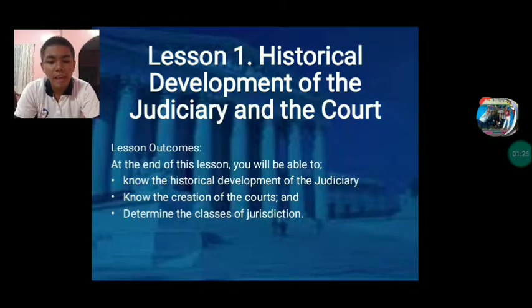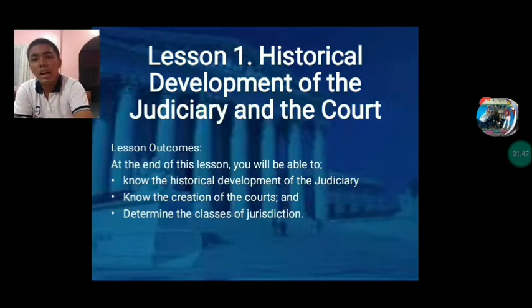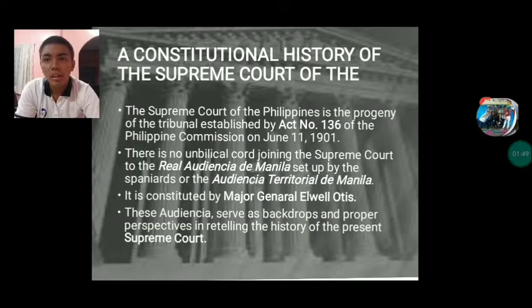So, may I ask you a question. What are the different levels of the court? The different levels of the court are the Supreme Court, the High Court, and the District Court. So let's proceed to the constitutional history of the Supreme Court of the Philippines.